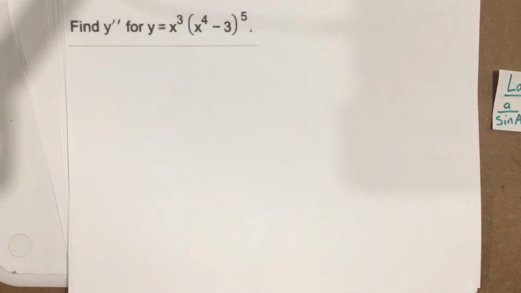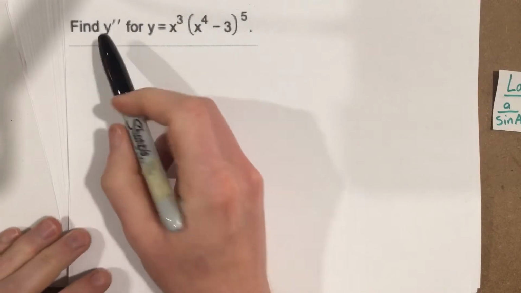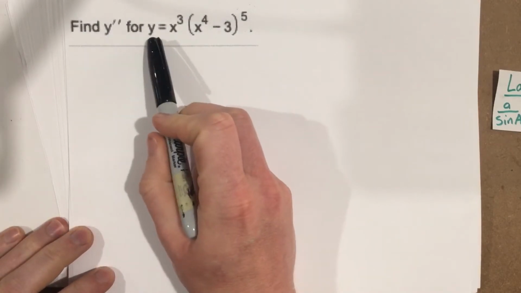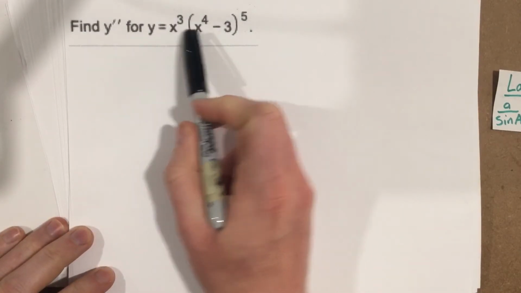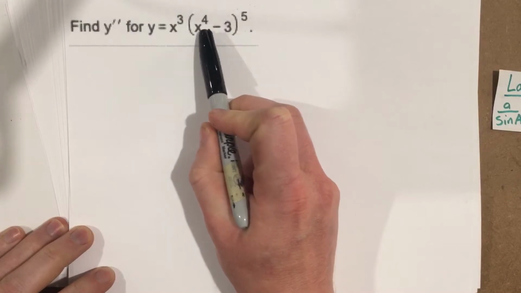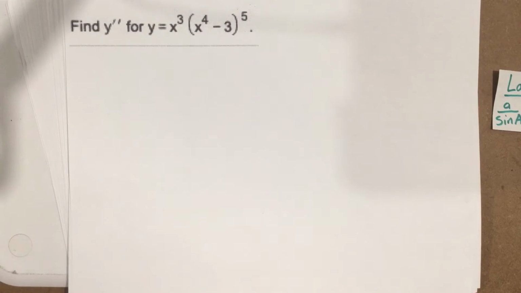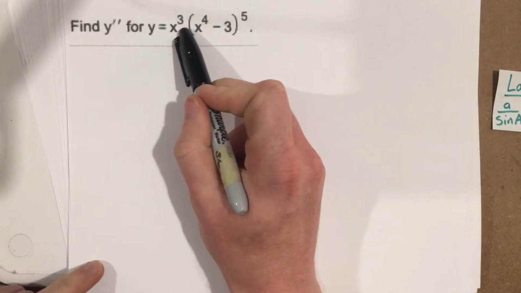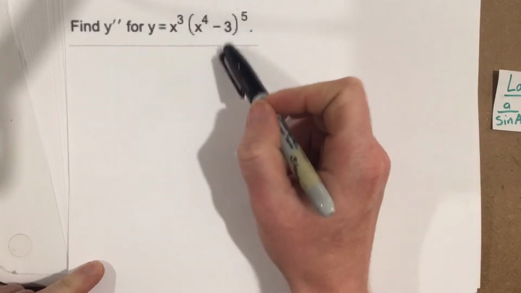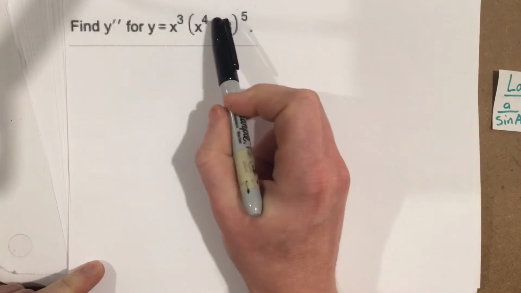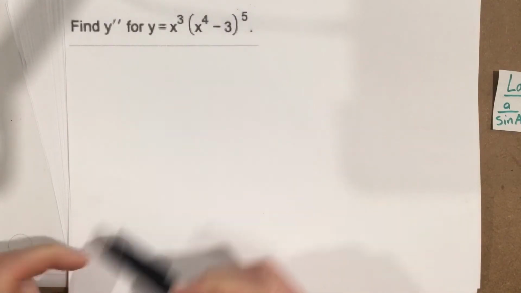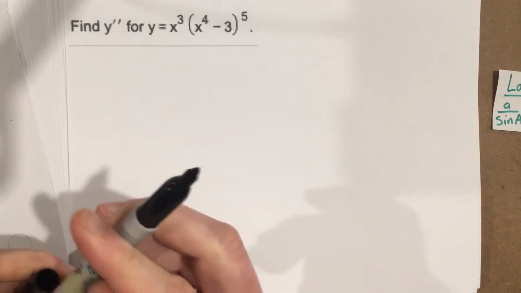This is review problem number 1 for assessment number 4. They want us to find the double derivative for y equals x cubed times (x to the fourth minus 3) to the fifth power. So this problem is going to require us to use a product rule because of the multiplication. It's also going to require us to use a chain rule because we have a function inside of another function. So let's go ahead and get started.